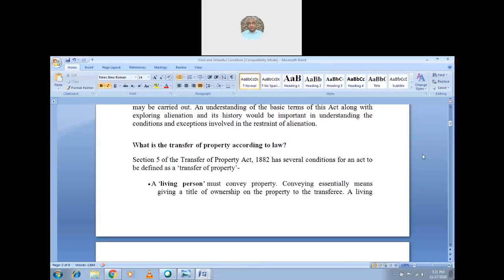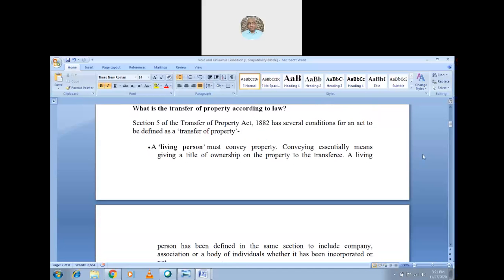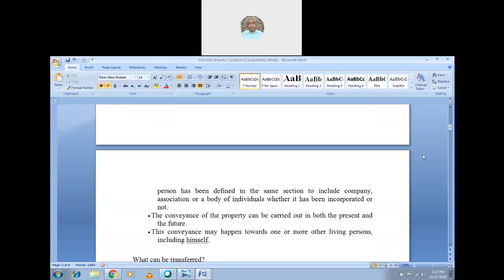So, what is the transfer of property according to law? That we already studied. Transfer of property under Section 5 of the Transfer of Property Act has several conditions for an act to be defined as a transfer of property. So, what do the conditions say? A living person must convey the property. Conveying essentially means giving title of ownership of the property to the transferee. A living person has been defined in the same section to include a company, association, or body of individuals, whether it has been incorporated or not.